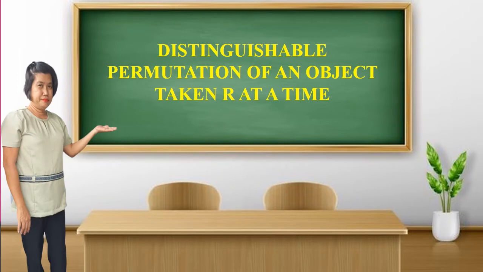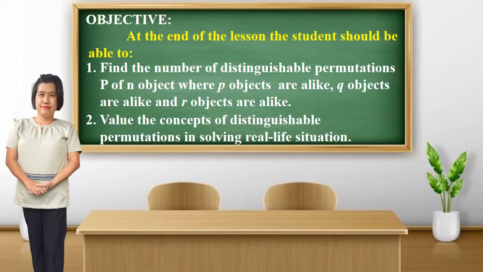And today's topic, we are going to discuss the distinguishable permutations of an object taken R at a time. Now let's have the objective. At the end of the lesson, the students should be able to find the number of distinguishable permutations P of n objects, where P objects are alike, Q objects are alike, and R objects are alike, and value the concepts of distinguishable permutations in solving real-life situations.